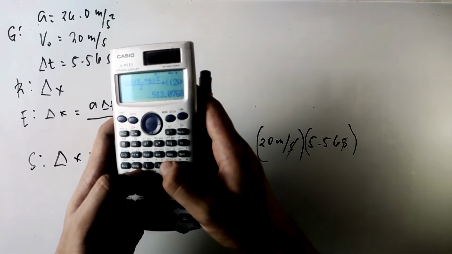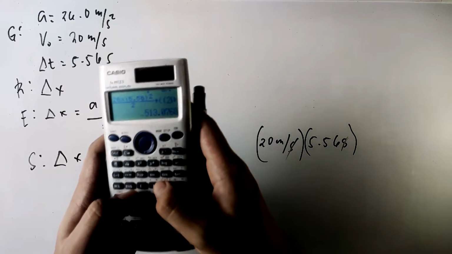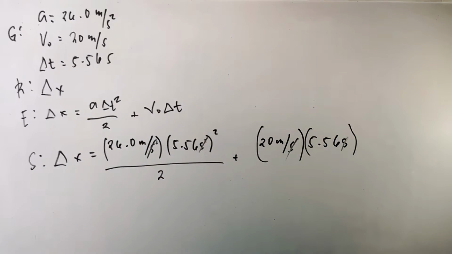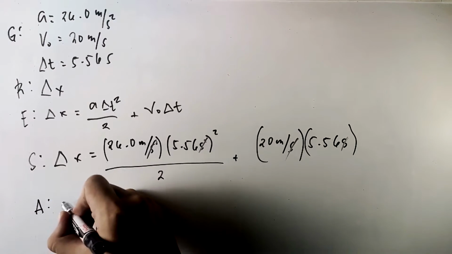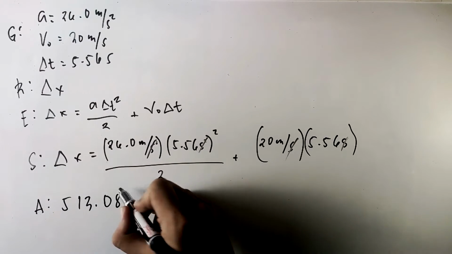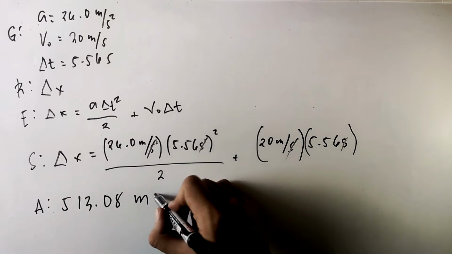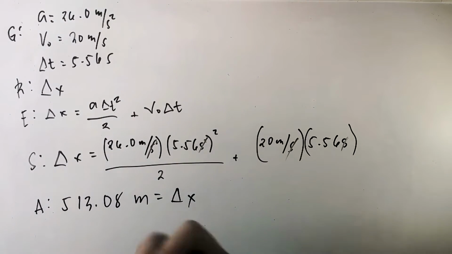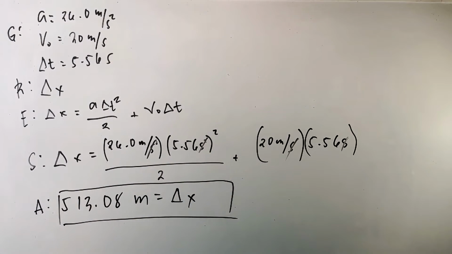513.08. You see that? Okay, so that's the answer. See, it's not really that hard, isn't it? So this is 513.08. What's the unit? This is in meters, of course. So this is our delta x. So that's the final answer. Then that's it. Let's proceed on the fourth case.